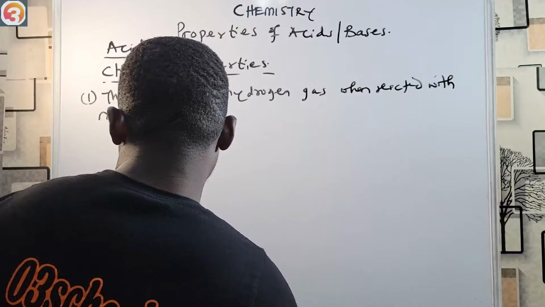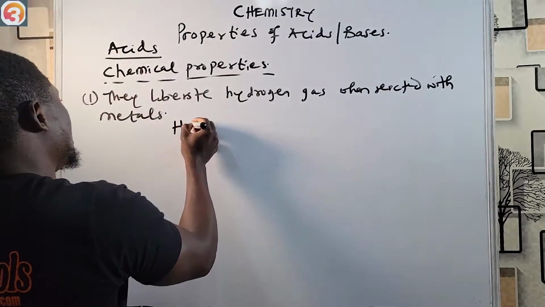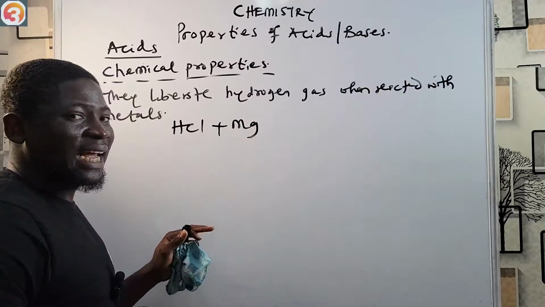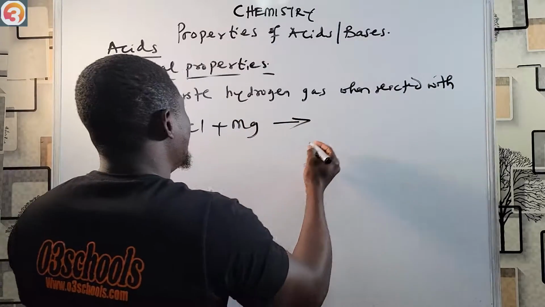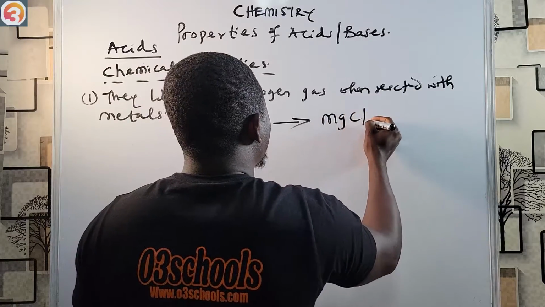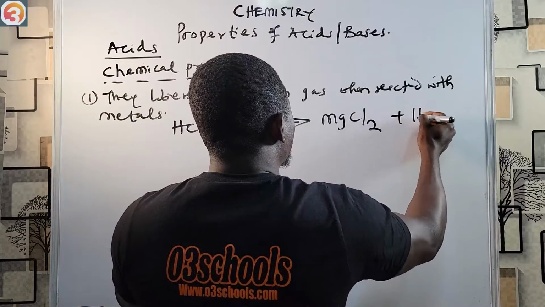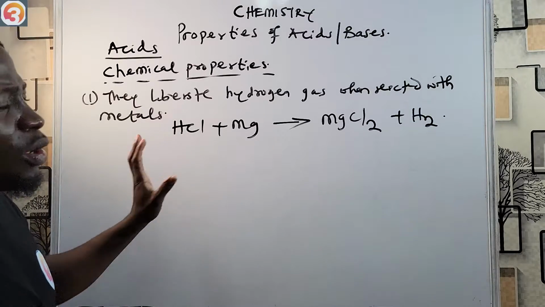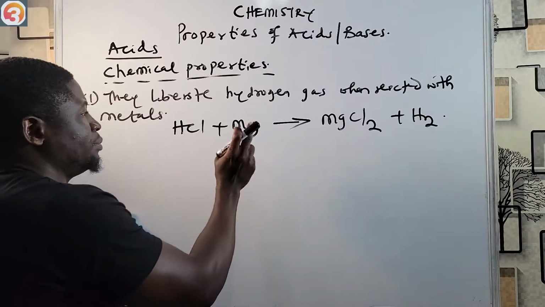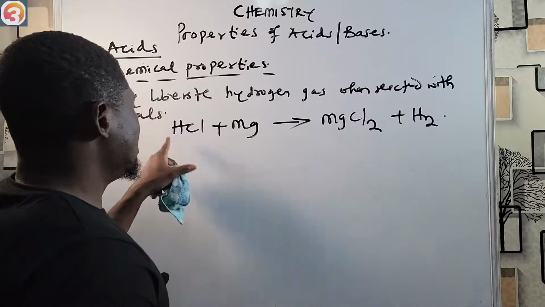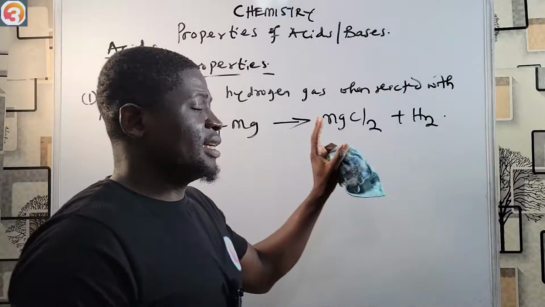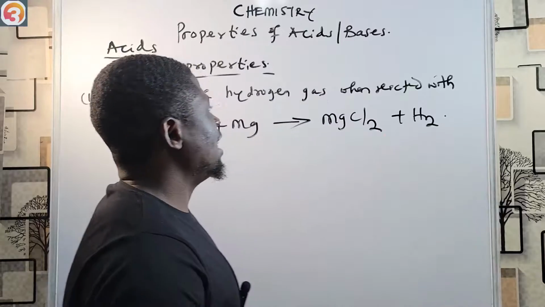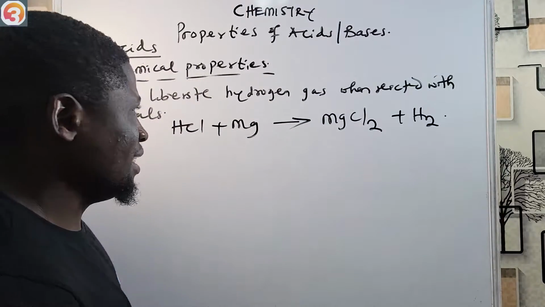Let's see an example. Of course, if you have an acid like HCl reacting with a metal like magnesium, right? We're going to have MgCl2 plus hydrogen gas, right? So this is what I'm talking about. This is HCl plus Mg. Mg is a metal. This is an acid, right? Reacting to give a salt, right? MgCl2, and hydrogen gas is liberated.